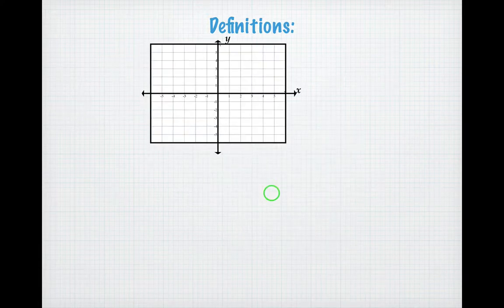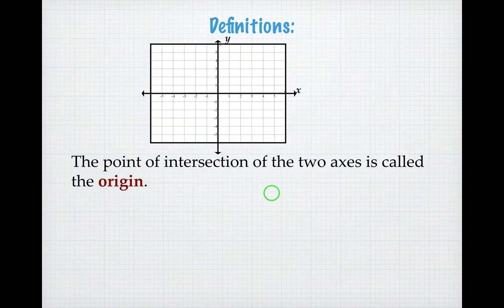Okay, some more definitions. The point of intersection of the two axes, the y-axis and the x-axis, is called the origin. And it is this point right here. It is the 0, 0 point.